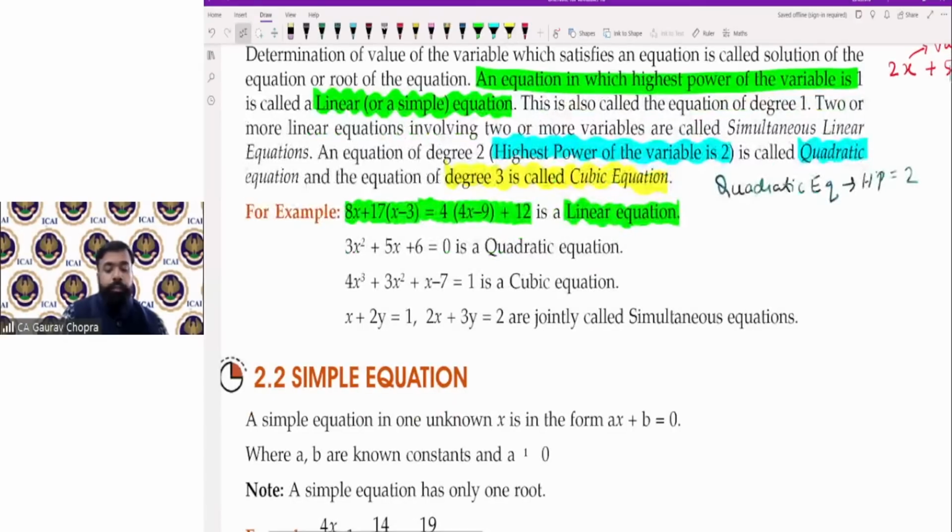Let's see some examples. 3x squared plus 5x plus 6 is equal to 0. While checking, in 3x squared the power is 2, and in 5x the power is 1. But we have to check the highest power. The highest power is 2, therefore it is known as a quadratic equation. In the next one, 4x cubed plus 3x squared plus x minus 7 equal to 1. Again, what about the highest power? The highest power here is 3. Therefore, it is known as a cubic equation.